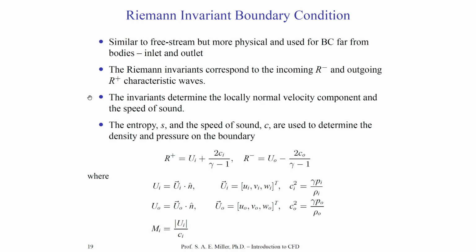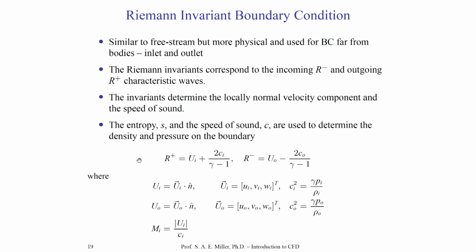Now, the invariants will determine the locally normal velocity component and the speed of sound. Here they're written down in these equations. They are going to be dependent on the entropy S and the speed of sound C, which are used to determine the density and pressure on the boundary.